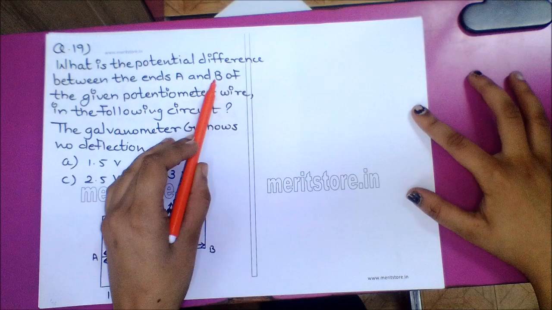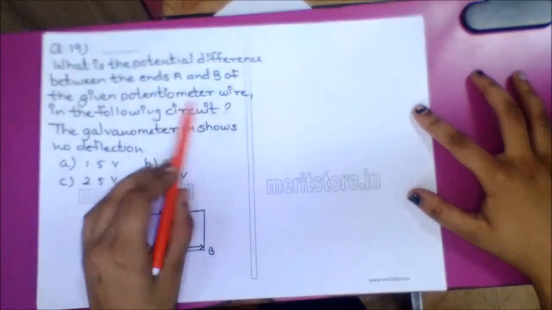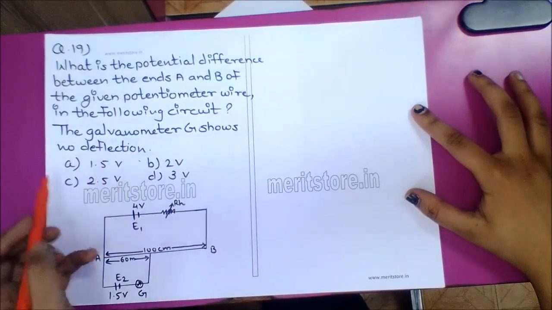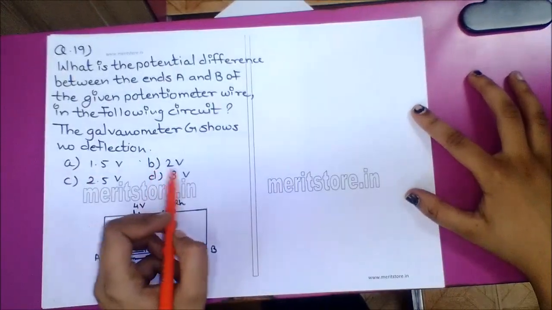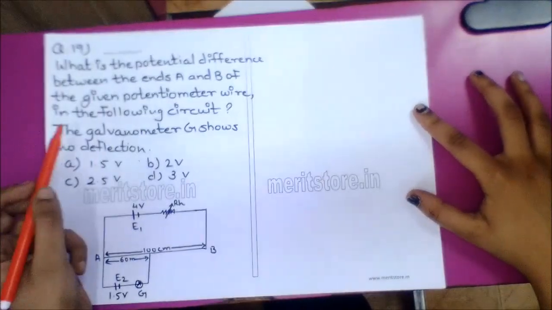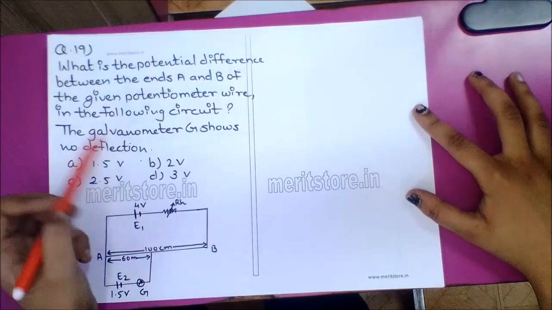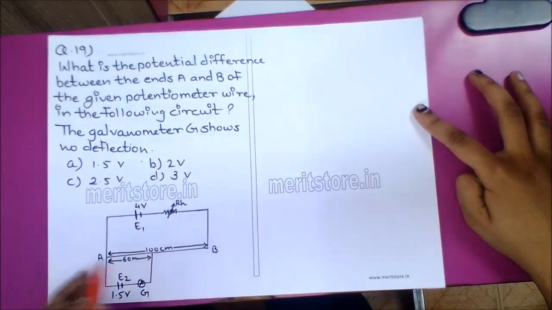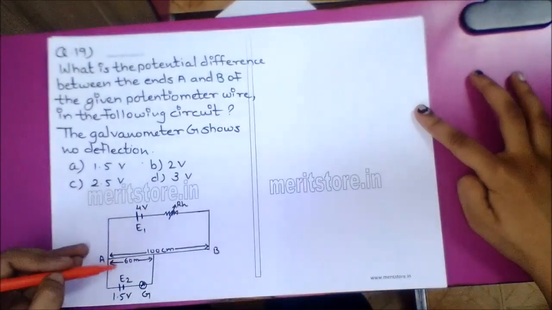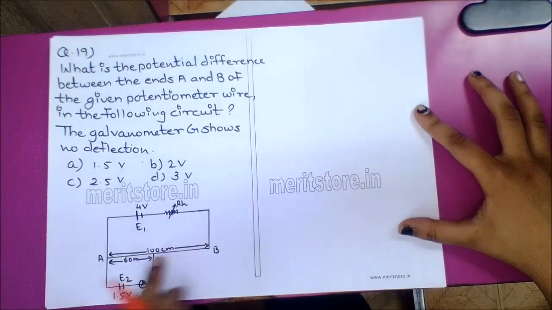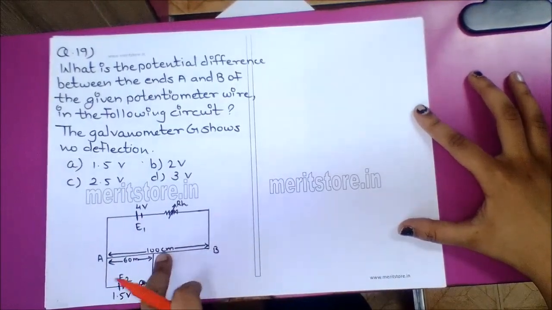Question 19. What is the potential difference between the ends A and B of the given potentiometer wire in the following circuit? The galvanometer G shows no deflection. A 1.5 volts, B 2 volts, C 2.5 volts, D 3 volts. Over here we have to take into consideration that the galvanometer is showing us no deflection. So now we have 60 centimeters over here. For 60 centimeters it is 1.5 volts. Then between A and B the length is 100 centimeters. For 100 centimeters it will be how much?